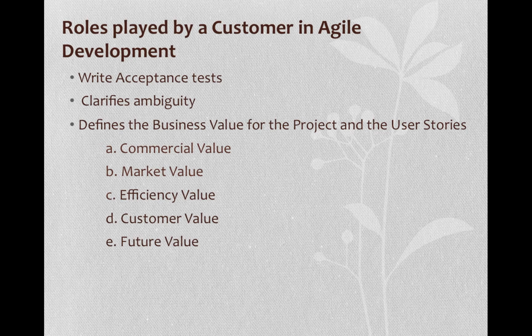So the next role is that the customer defines the business value of the project and also the user stories. The term value can be used in different contexts of agile development. Since there are different kinds of business values, it's tough to arrive at a proper definition of business value. But there are many kinds of business values, like commercial value, market value, efficiency value, customer value, which is also called end user value, and future value. So we'll be discussing each of these values one by one.